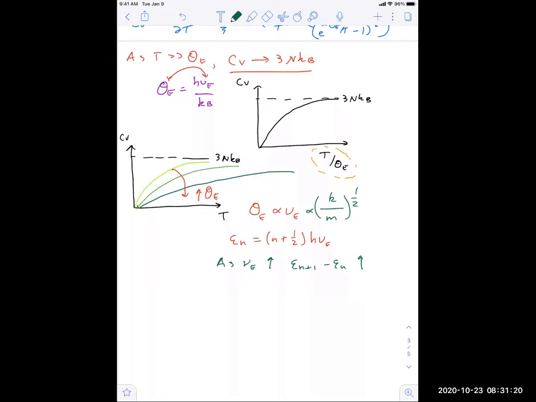So you can think about it like, the sooner I'm getting to the high temperature limit for the heat capacity, the sooner I've consumed all of my vibrational degrees of freedom. So the sooner I'm accessing larger and larger values of n. So that's why a softer material gets to this high temperature limit quicker.